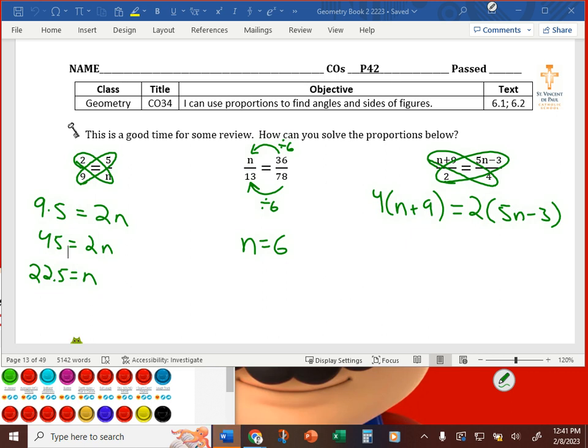You get 4n plus 45. Close, 36. 4 times 9 is 36. My bad. So 4n plus 36 equals 10n minus 6. And I have variables on both sides to solve here. Where do we go from here?